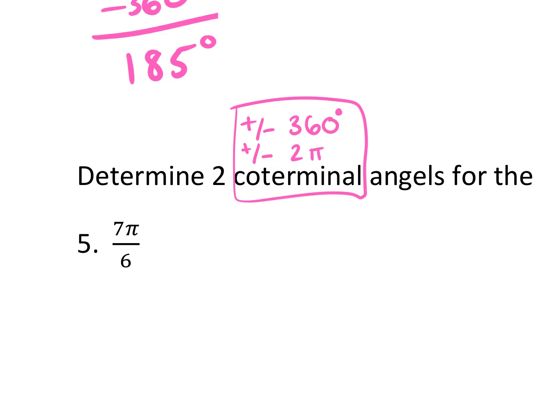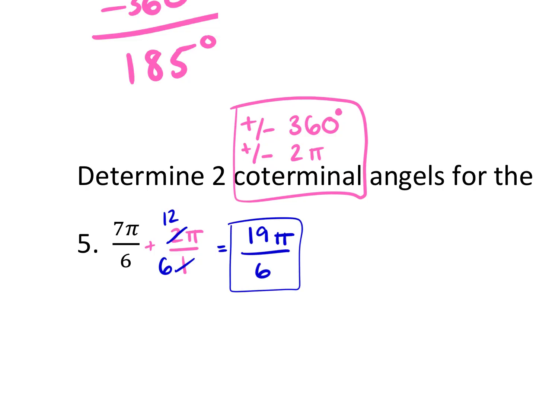So for number 5, how would we find a coterminal angle? Plus 2 pi. So when we're adding with fractions, we need a common denominator. So I can make this 2 pi over 1, but we've got to multiply the top and the bottom by 6. So 12 pi over 6. 7 pi plus 12 pi is 19 pi over 6. So this would be an example of a coterminal angle. This is a positive coterminal angle.